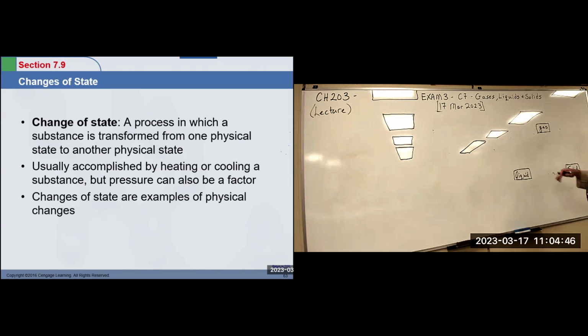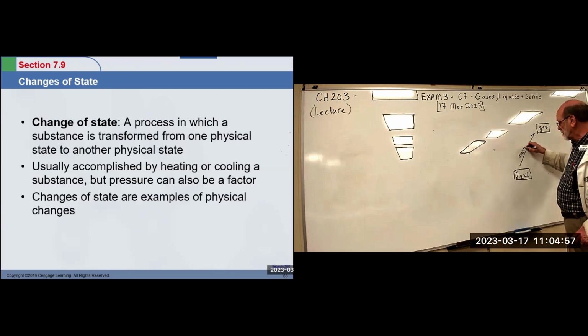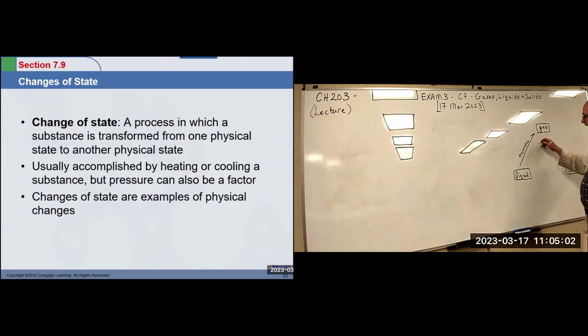Okay, if we go from a liquid to a gas, you know what that's called, right? That's called evaporation. Okay, if we go from a gas to a liquid, that's called condensation. Okay, if we go from a solid to a liquid, that's called melting. And if we go from a liquid to a solid, that's called freezing.